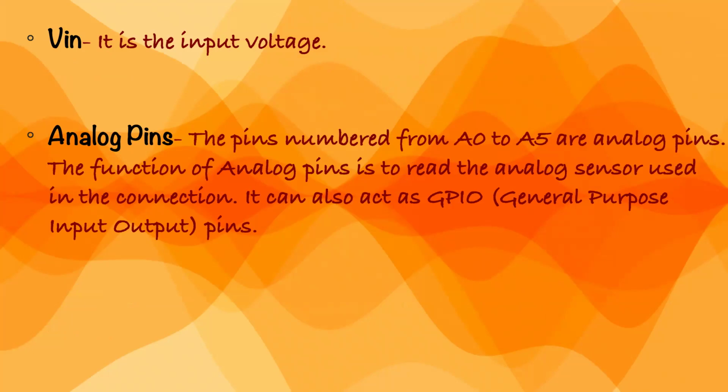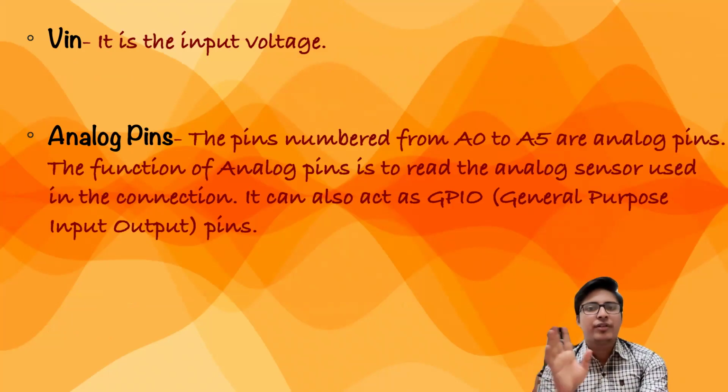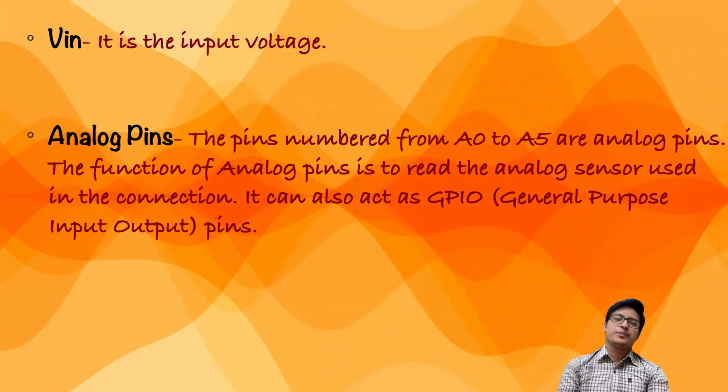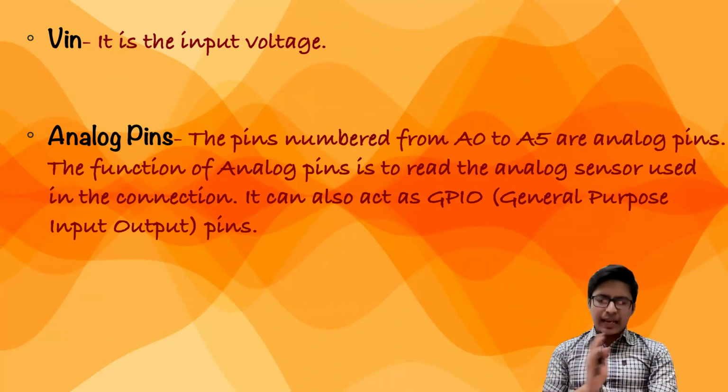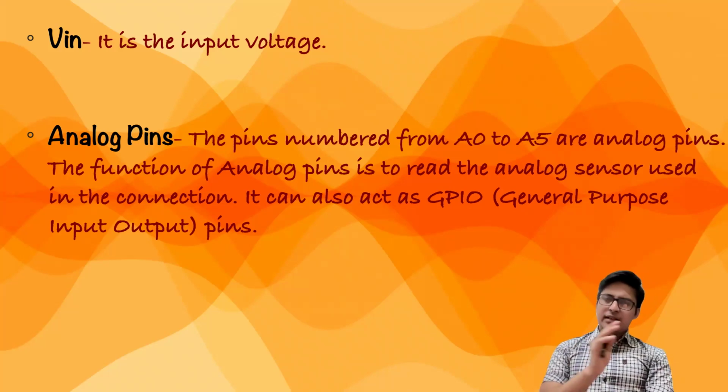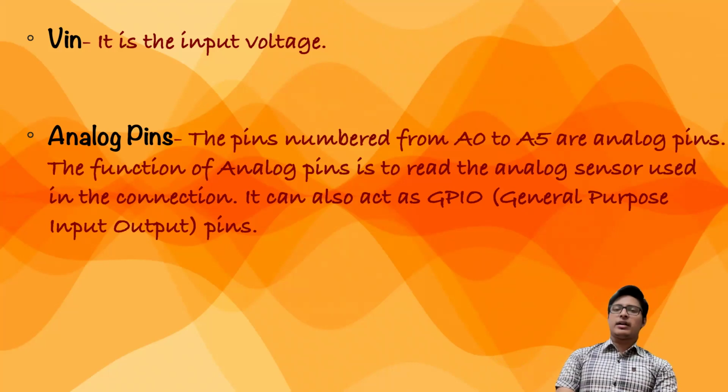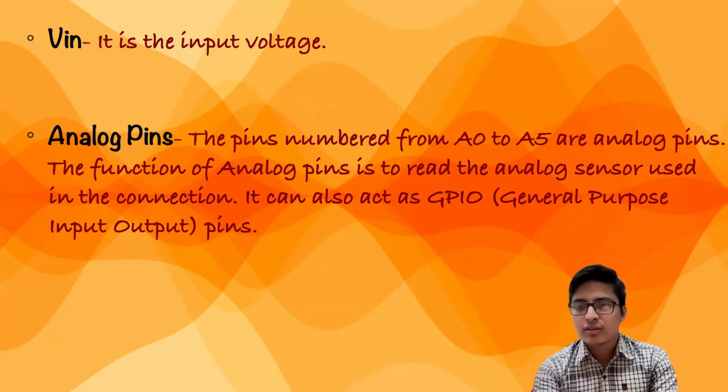And next to it come the analog pins. The analog pins are numbered from A0 to A5. The function of analog pins is to read the analog sensors used in the connection. They can also act as GPIO, that is general purpose input output pins. As I've said already, analog pins handle a wide range of data, while digital pins only have high or low, that is on or off.